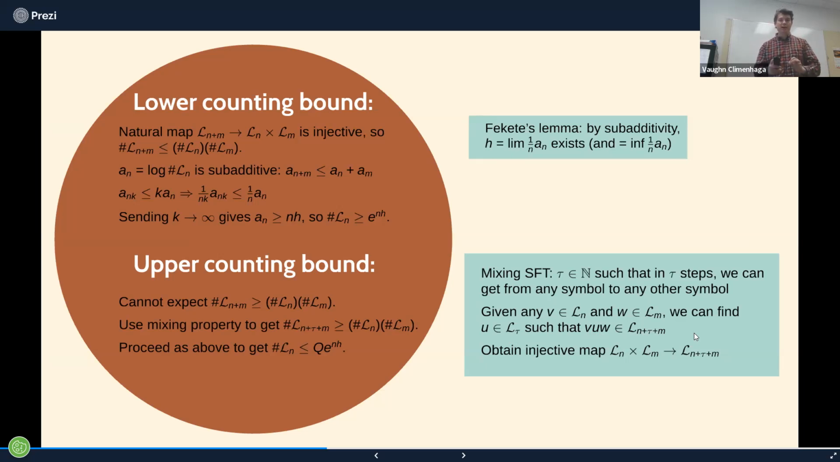So this gives you a way of gluing words together, provided you're allowed to put a gap in the middle of length exactly tau.